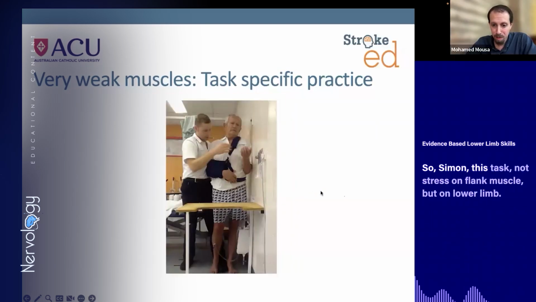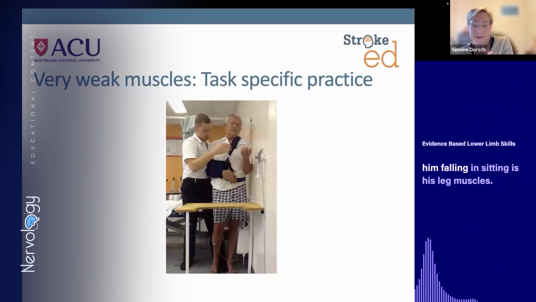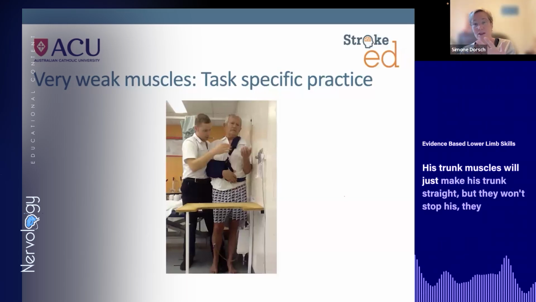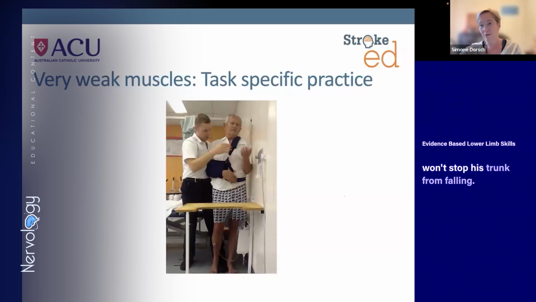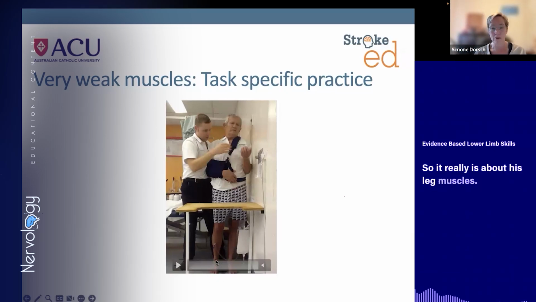So Simone, this task is not stressing the trunk muscles, but the lower limb. Because when you think about what will stop him falling in sitting, it is his leg muscles. His trunk muscles will just make his trunk straight, but they won't stop his trunk from falling, because they don't cross the hip. So they can't bring him back into upright. So it really is about his leg muscles.